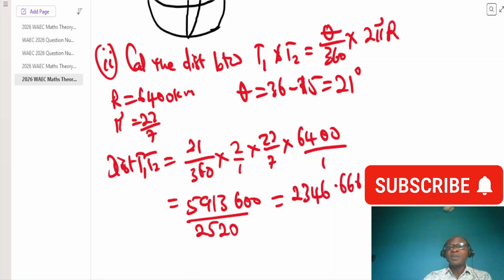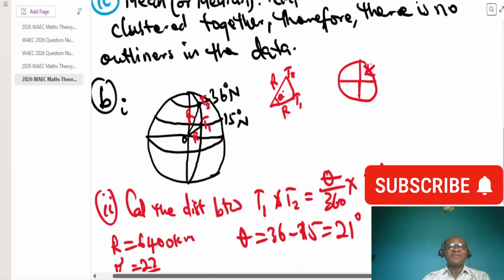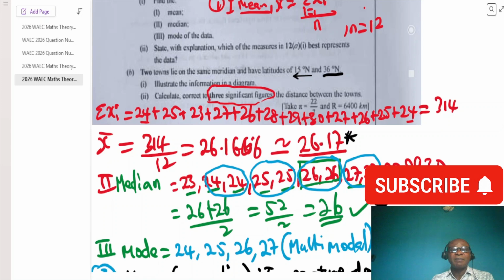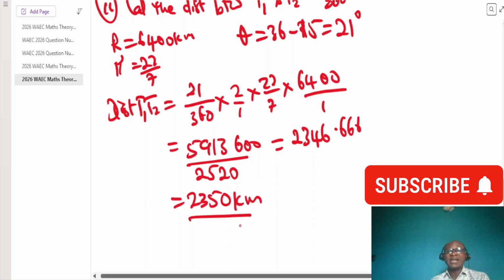That is now going to give me 2346.666. But the question also told us to write our answer to 3 significant figures. As you can see, I scroll back to the question, that we should write our answer to 3 significant figures. I have circled that important point. So the distance between town 1 and town 2, to 3 significant figures, is 2350 kilometers. Final answer to this question number 12. So this is the conclusion for number 12.